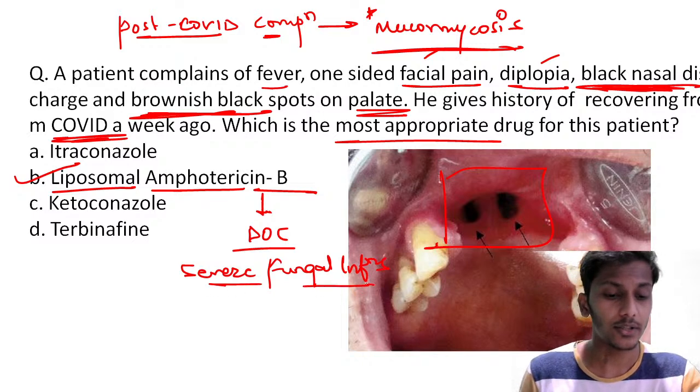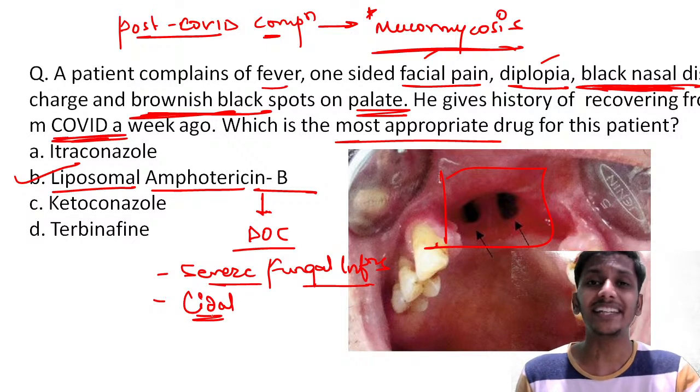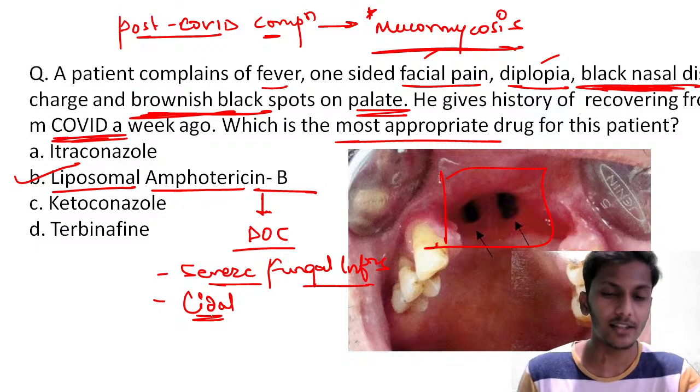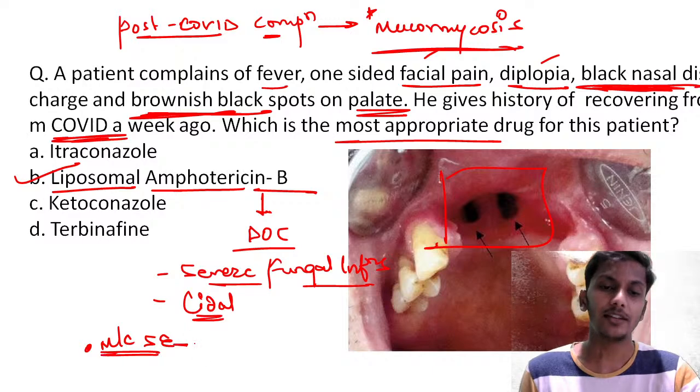Okay, important one. याद रखना ये very important है. Then second point you need to remember, it is a cidal drug. It is a fungicidal drug. It kills the fungus. Now a question was asked in AIIMS, and that can also be asked in our exams also. Which is the most common side effect seen with amphotericin B?